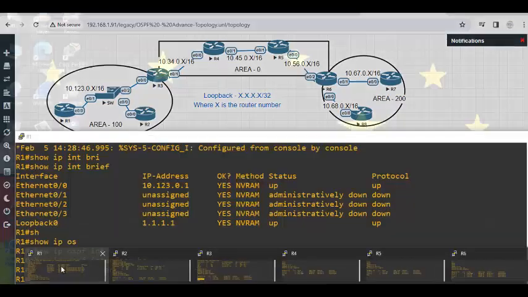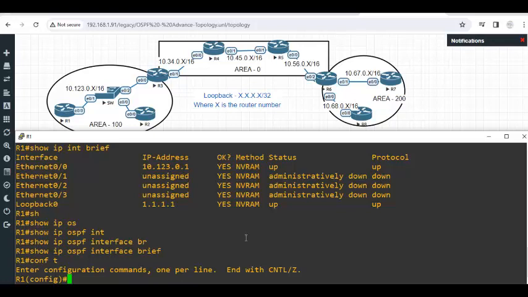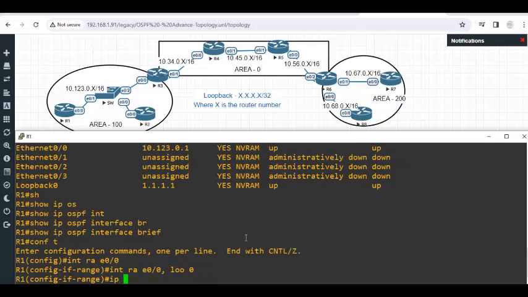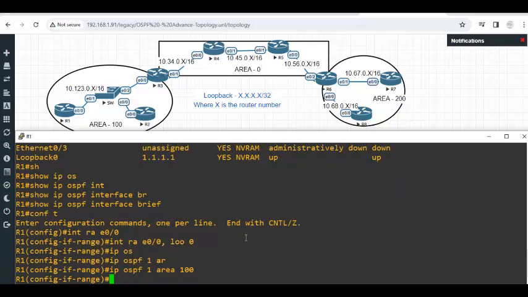On R1, we don't have OSPF. On all other routers, we have configured OSPF. On R1, let us go and configure interface range Ethernet 0/0, loopback 0. And I say ip ospf 1 area 100. I'm expecting neighbors with router 3 and router 2.